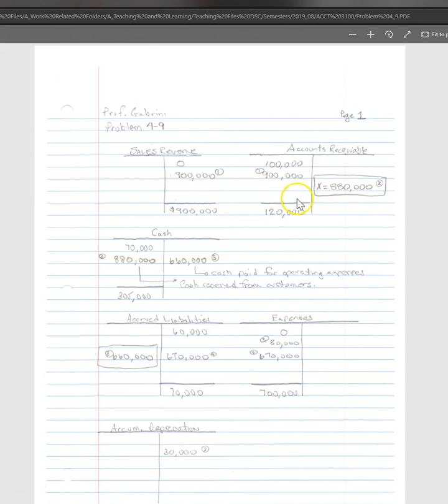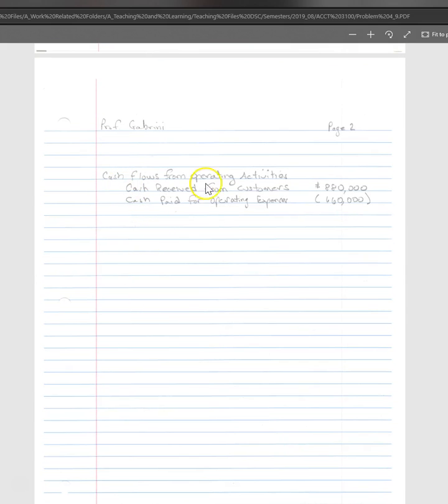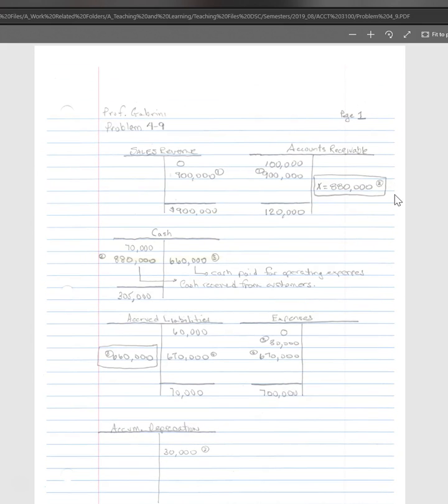So the flow of this is when we make the sale, we debit accounts receivable and we credit sales revenue. When the customer pays us, we credit accounts receivable and we debit cash. We scroll down. This is the top part of our statement of cash flows. It's cash flows from operating activities. The first line is cash received from customers, $880,000. And that matches our analysis here.